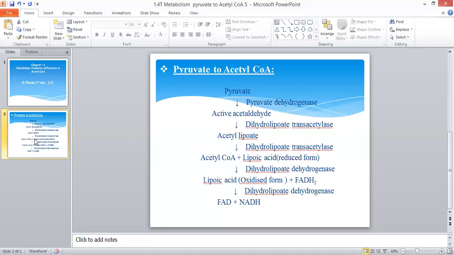Now FADH2 is converted back to FAD. FADH2 transfers the hydrogen to NAD. So NAD accepts hydrogen and is reduced to NADH2. This reaction is also catalyzed by the enzyme dihydrolipoate dehydrogenase.